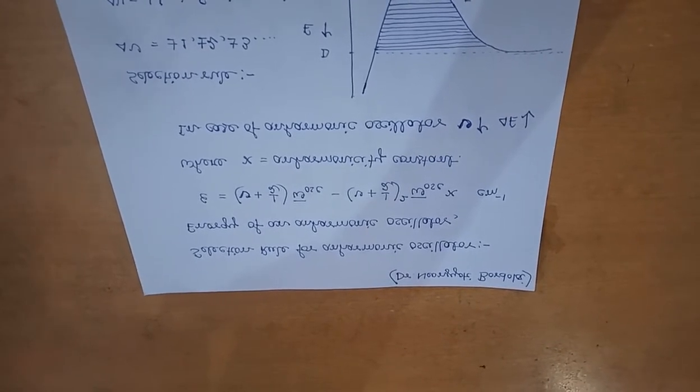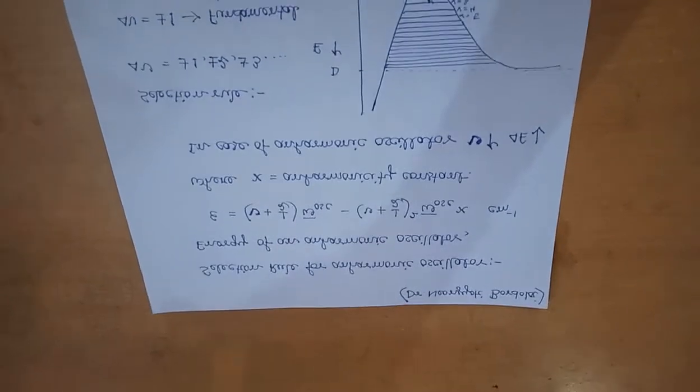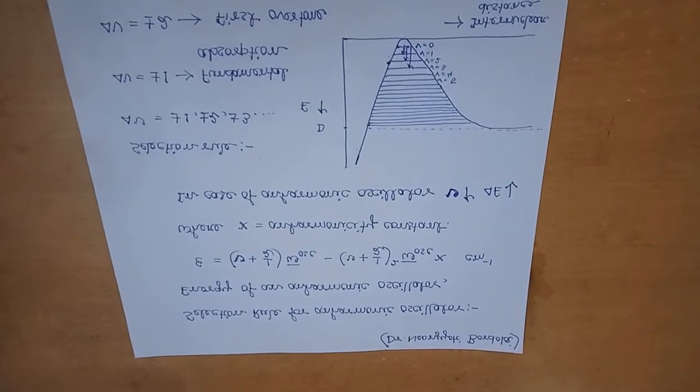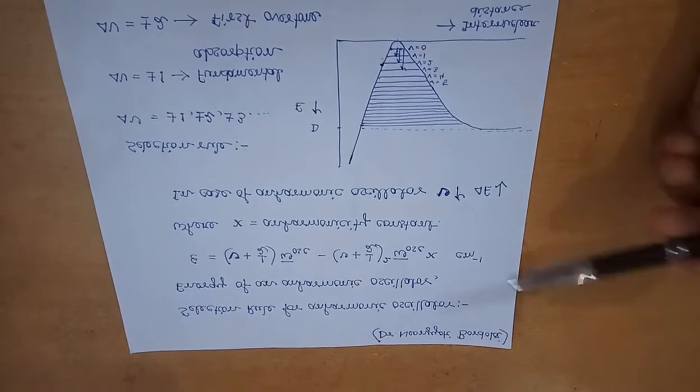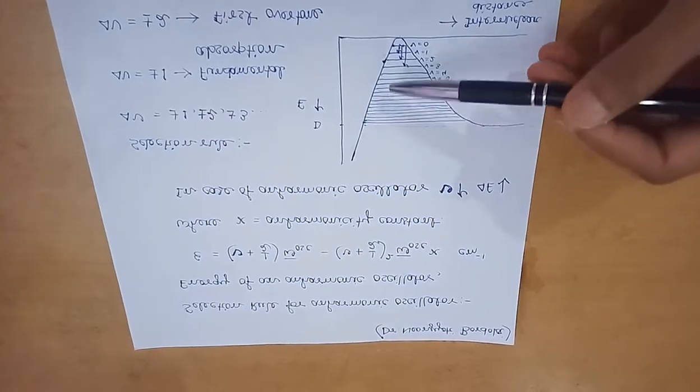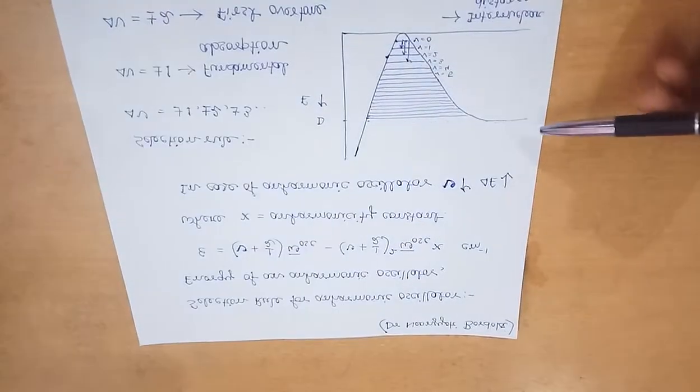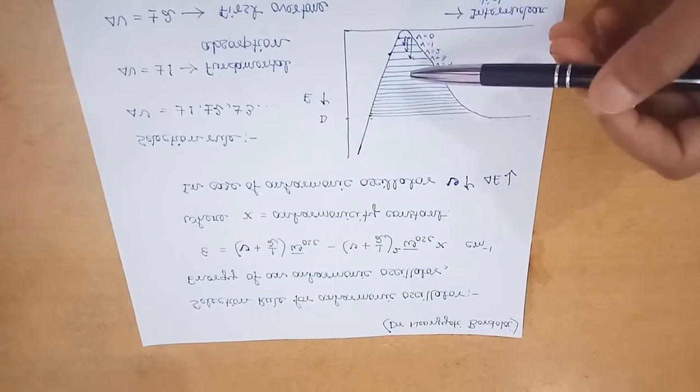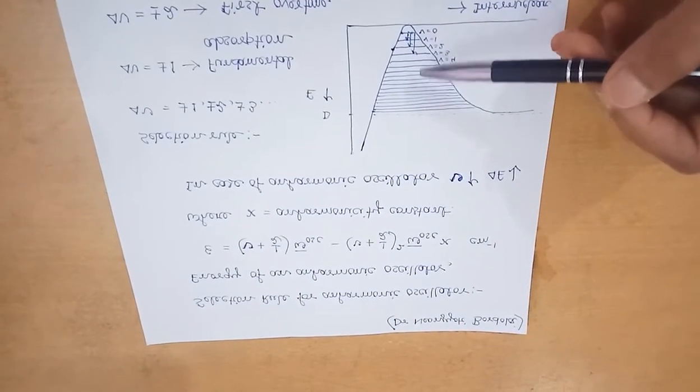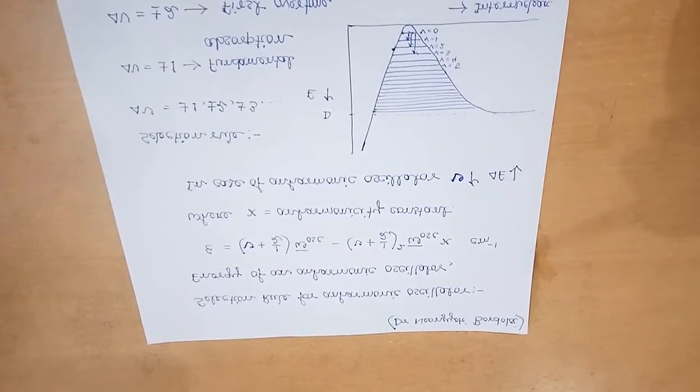In case of anharmonic oscillator, when the v value increases, the energy difference between the transition levels decreases. That we can observe in the diagram. As the v value increases, the difference in the energy levels decreases.